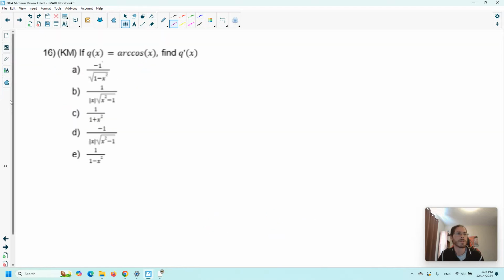For 16, we got arc cosine, find q prime of x. So we're doing arc cosine. So we know that arc sine of x is going to be, we're doing x, right? So that's going to be 1 over, because it's x and not u.